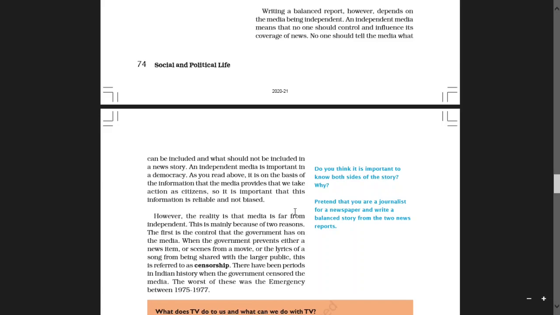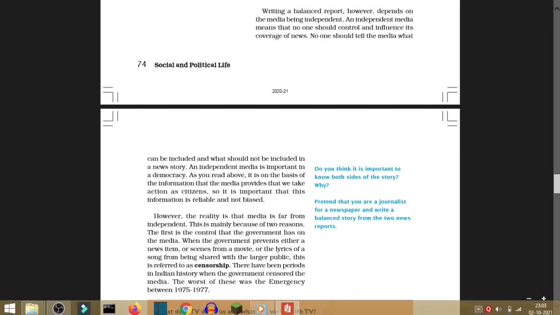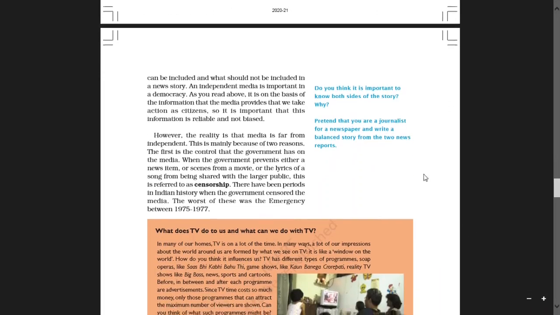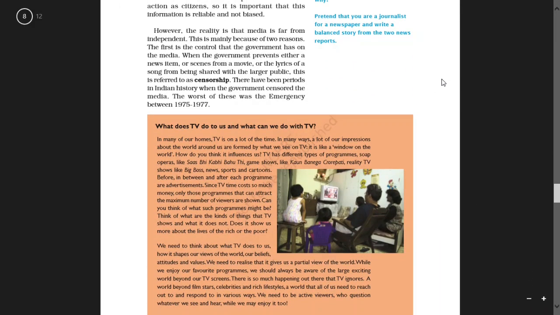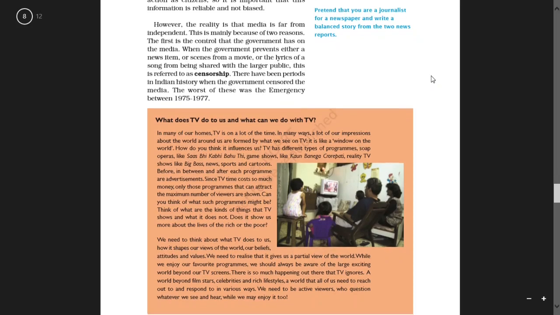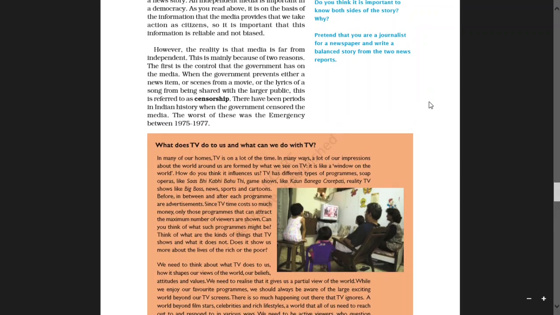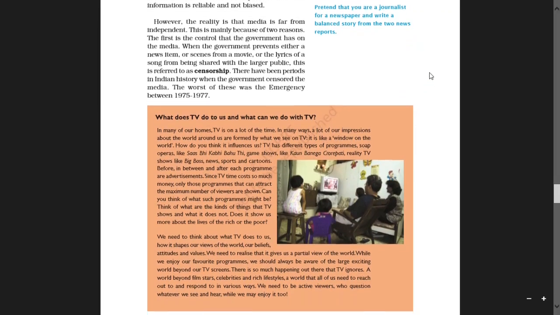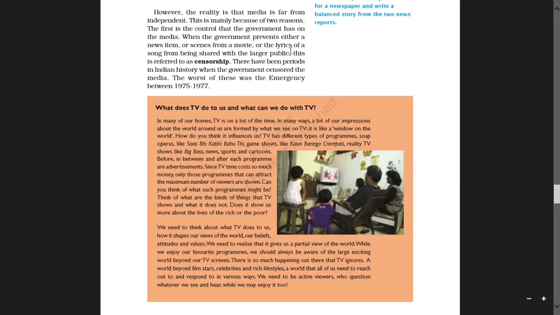So as you read above, boys, it is on the basis of the information the media provides, the information collected by the media people, that we take action as citizens. So it is important that this information is reliable, and it should not be biased. No other extra things should be included here.